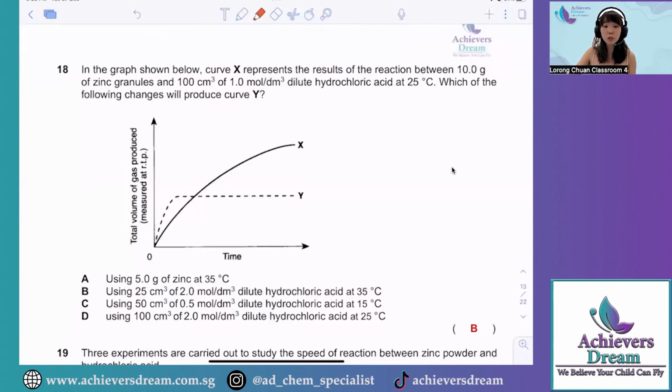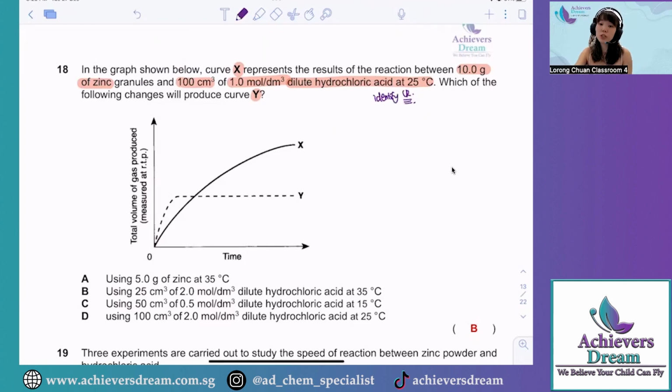For question 18, in the graph shown below, curve X represents the results of the reaction between 10 grams of zinc granules and 100 cm³ of 1 mol/dm³ dilute hydrochloric acid at 25 degrees Celsius. Which of the following changes would produce curve Y?